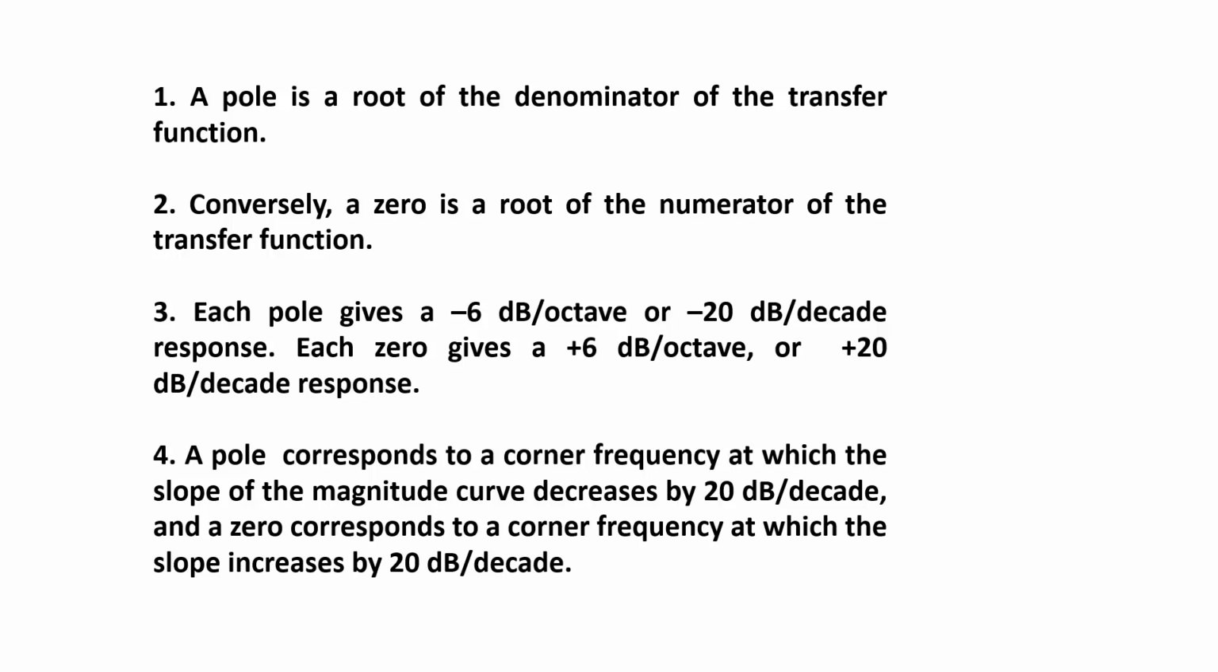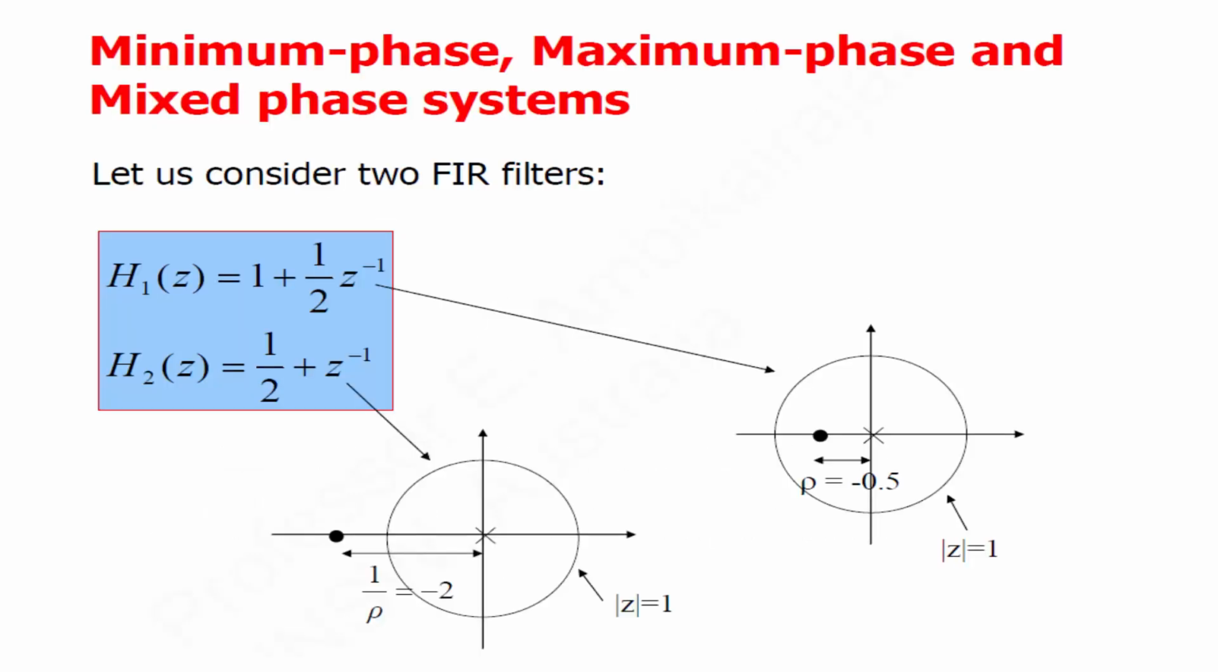All right. Now let's look at one very important concept of minimum phase, maximum phase, and mixed phase systems. Because we know that the system will remain stable if the poles lie inside the unit circle. So mod z equal to 1 basically defines the limits of the unit circle. If the poles lie inside the unit circle, then only the system will be stable. Otherwise, the system will be unstable.